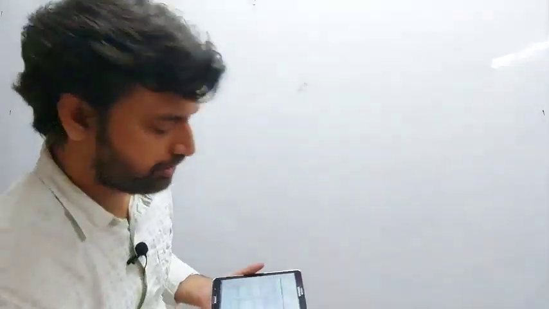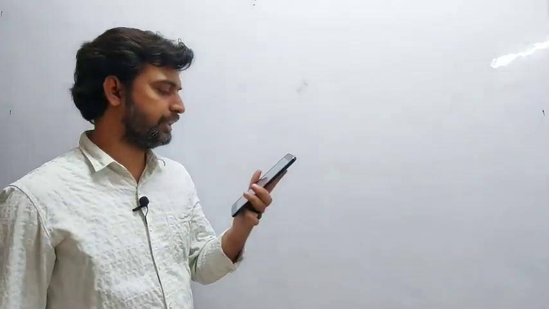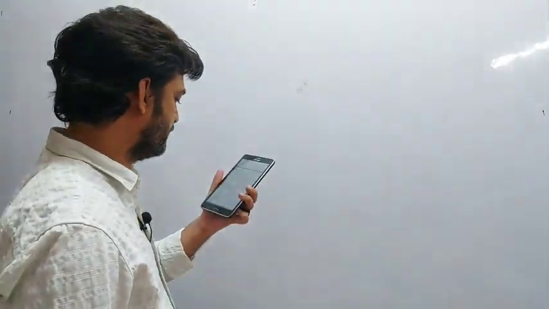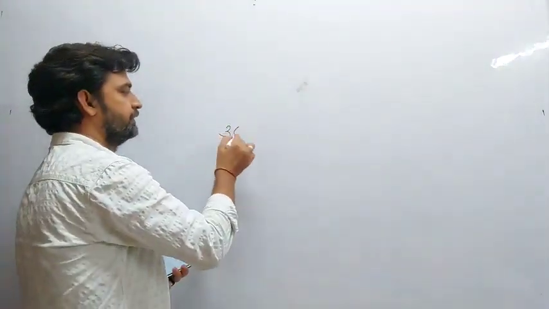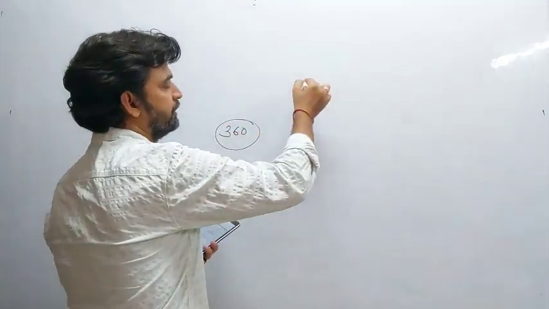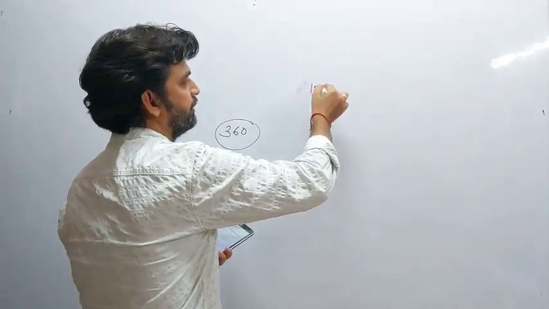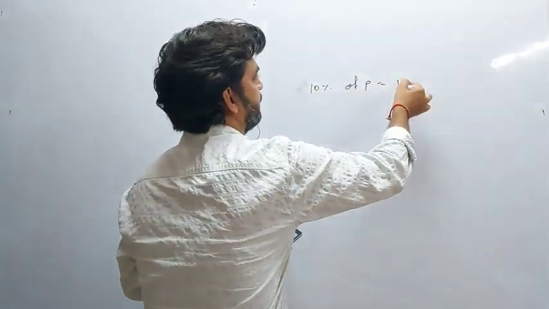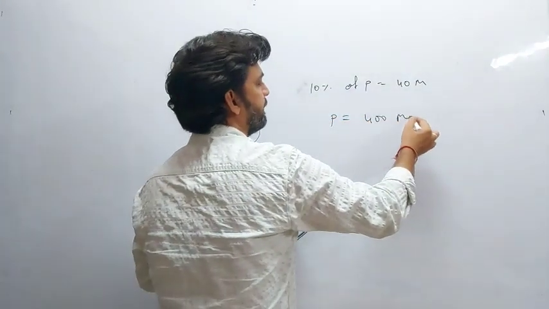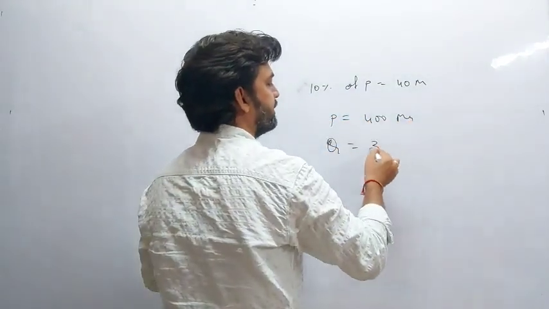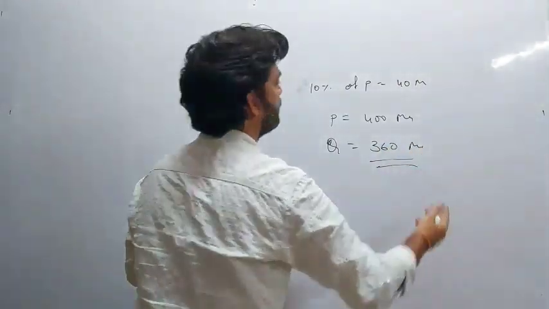P scored 40 marks more than Q. You all can do that. The answer is what? 10%. 40 is equal to 10%. 360 is your answer because 10% of P is given as 40 marks. So the value of P is what? 400. But Q is getting 40 less, that means 360 marks. So the answer is 360.